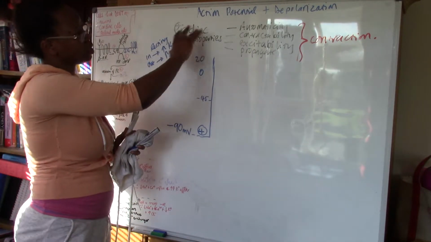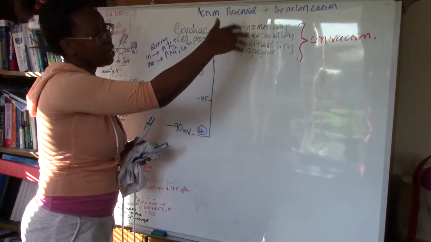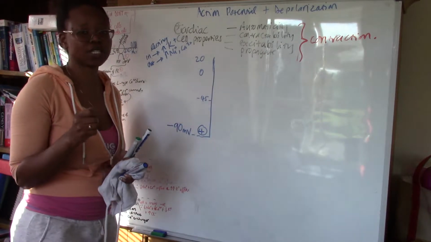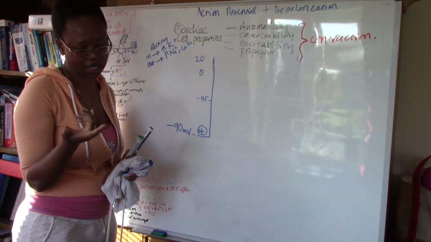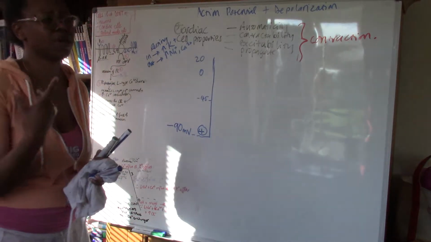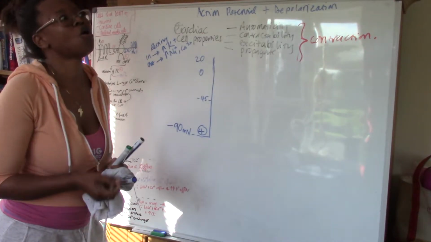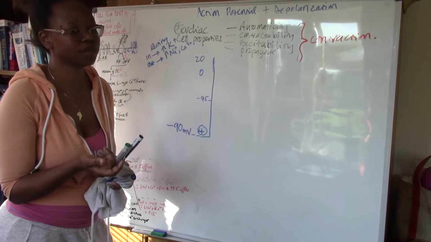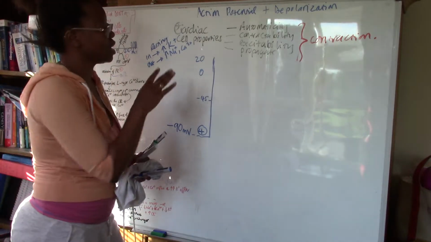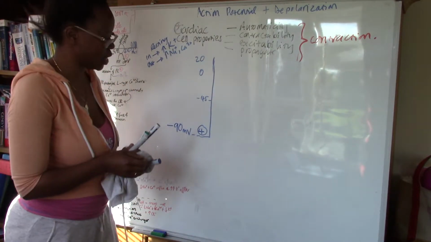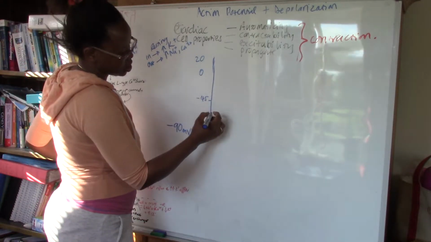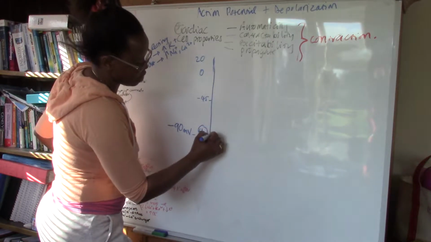When impulse is generated from the SA node, this is based on the release of catecholamines, again based on sympathetic nervous stimulation. The secretion of catecholamines causes the impulse to be generated, and when impulse is first generated, sodium channels will open there.